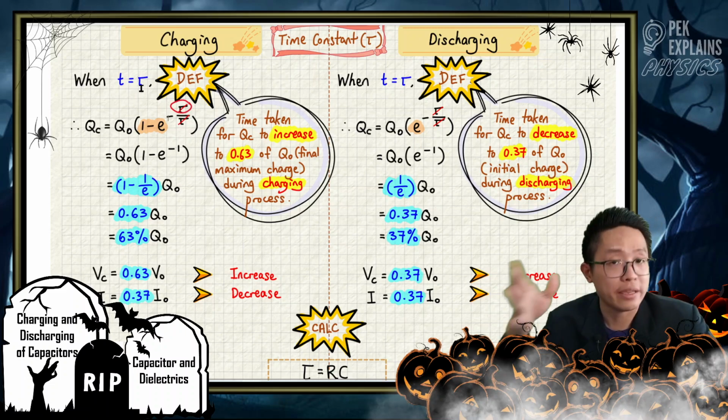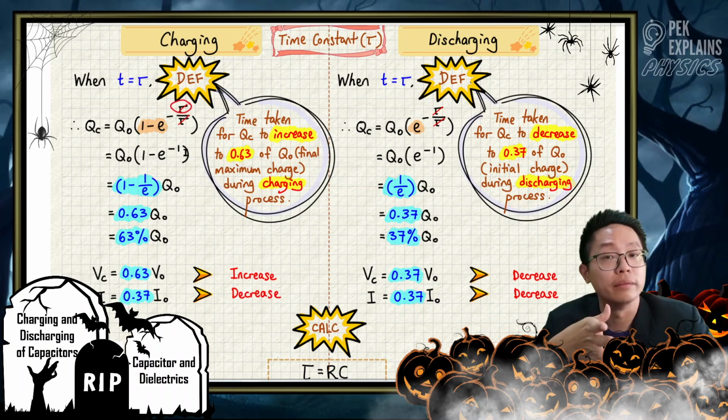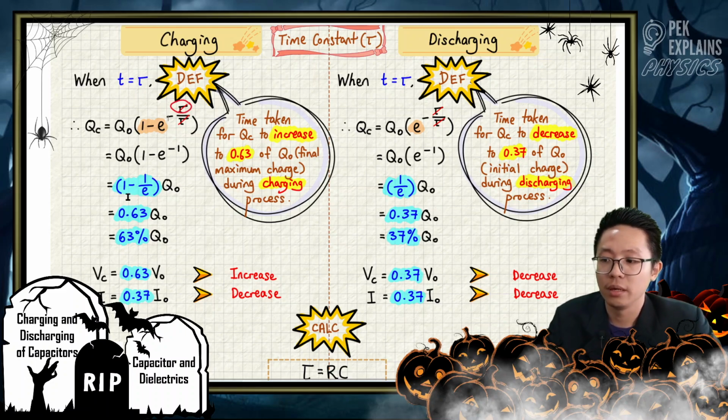So now when time equals time constant, both can be cancelled out. So it becomes 1. Time constant over time constant, you get 1. So exponent negative 1 is 1 over epsilon. So 1 minus 1 over epsilon. If you don't believe me, press your calculator, 1 minus 1 over epsilon, and you will get a value of 0.63, or almost this value.